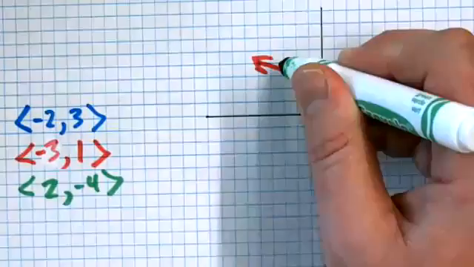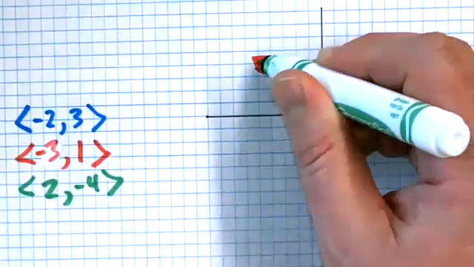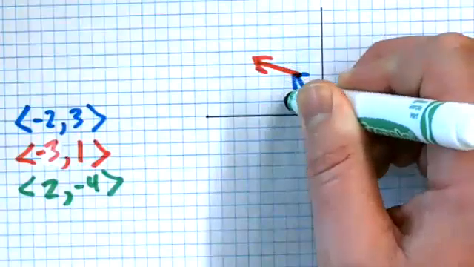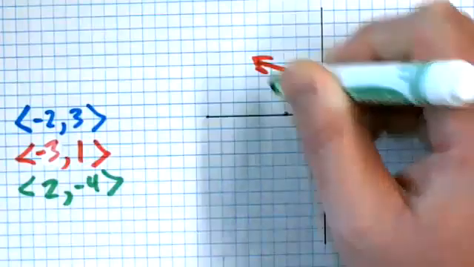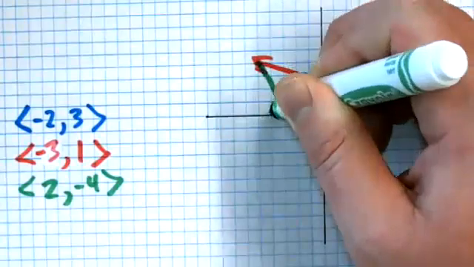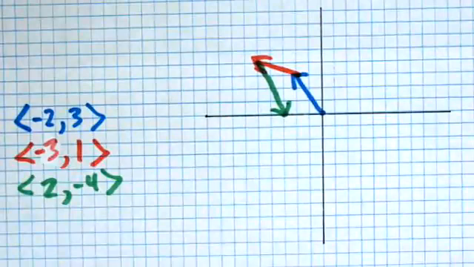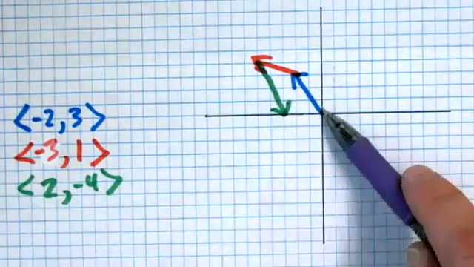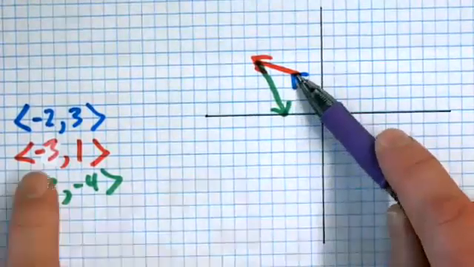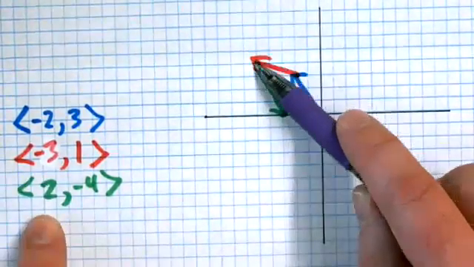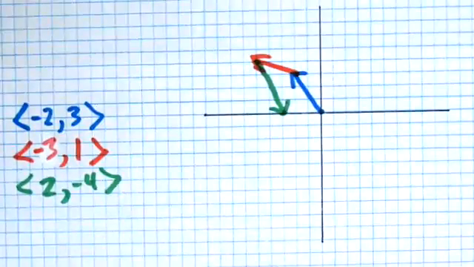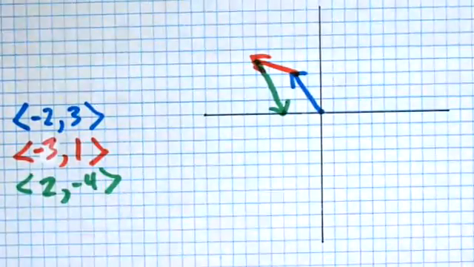So this is 2, -4, 2, 1, 2, 3, 4. That's kind of interesting. So let me check I did this right. So I went left 2 up 3, and then left 3 up 1, and then right 2 down 4. And this is going to be my resultant vector.